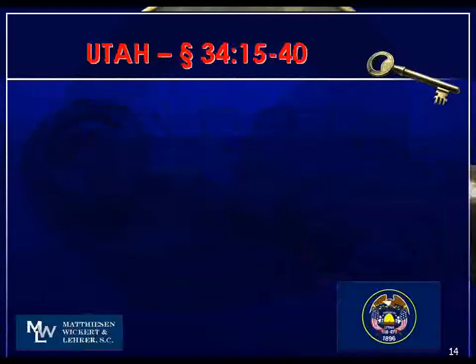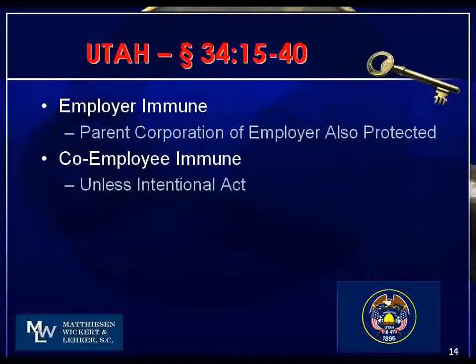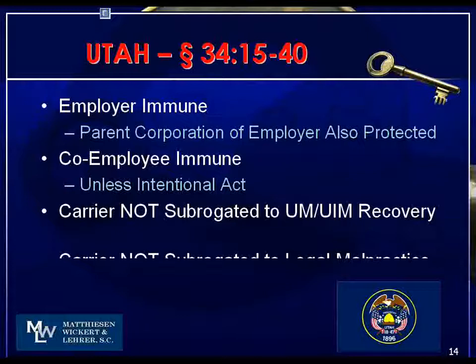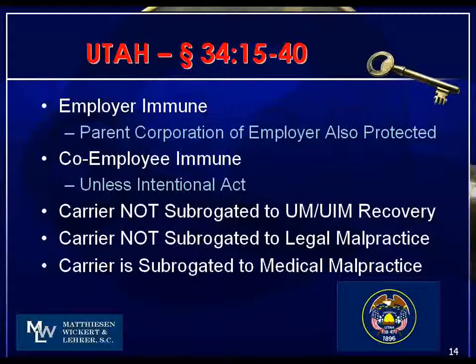Let's look at a few examples of state statutes here. In Utah, the employer is immune, period. The parent corporation of employer is also protected. The co-employee is immune, unlike the Missouri state case which just came down. The co-employee cannot be sued unless there is an intentional act. The carrier is not subrogated to UIM recoveries, and the carrier is not subrogated to legal malpractice judgments or settlements. However, the carrier is subrogated to medical malpractice subrogation recoveries.